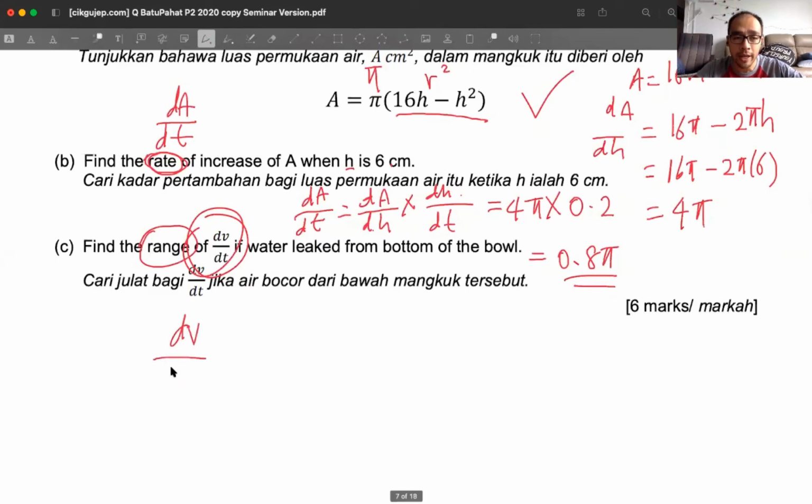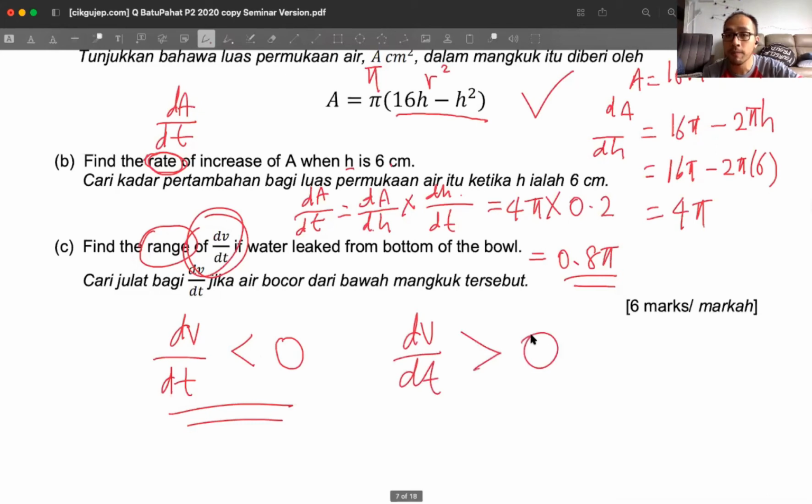If the water is leaking from the bowl, it means the volume will keep decreasing. That means the value of dV/dt is always going to be less than 0. It's always going to be a negative value. This is the answer, because the water is going to decrease. If we add water, the volume of the water is going to increase, so the rate will increase, therefore dV/dt will be more than 0.